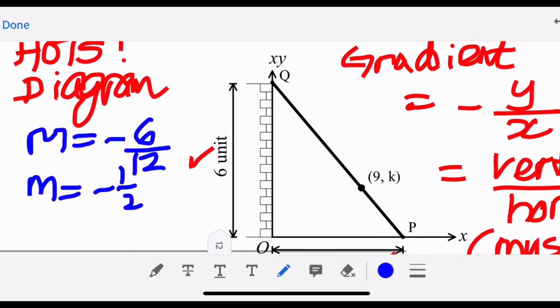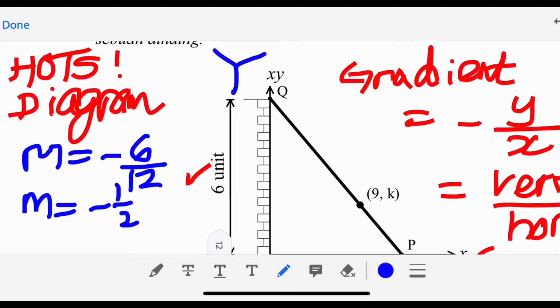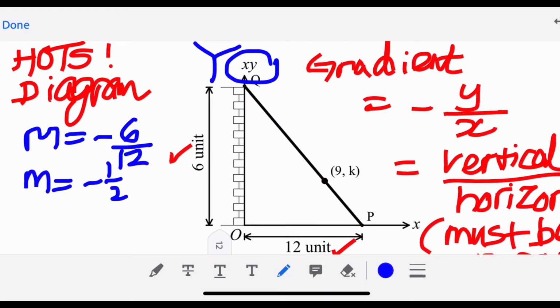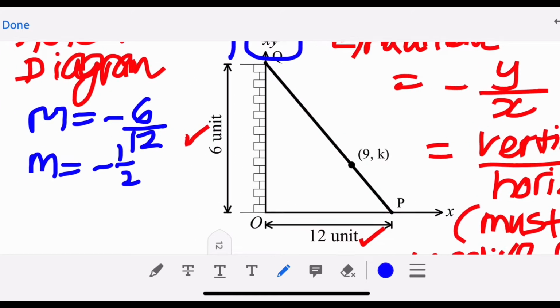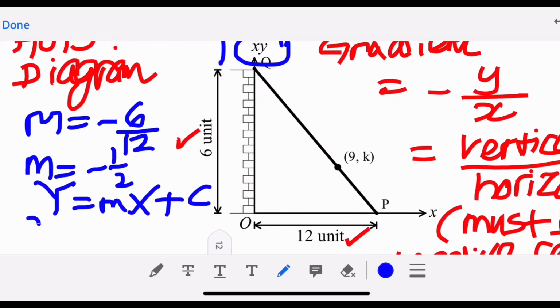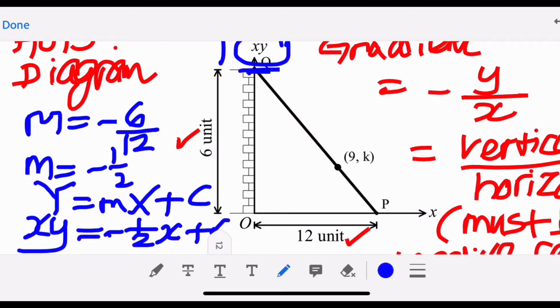And this topic is actually about the linear law. The big Y consists of small x and small y. So with that, you can write down the formula for big Y equal to mX plus c, right? And you just substitute all the information into the formula. Big Y equal to m big X plus c. So the m is negative half and the big X is small x. And then the c is actually the line cutting the y-axis, which is 6.